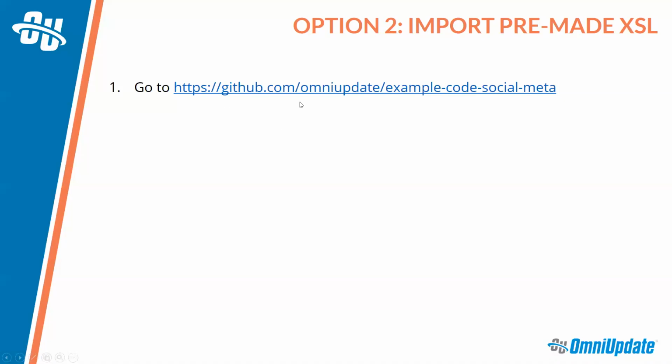So the first is you're going to go to our example code. You can just go into GitHub, look up our Omni update, and then you'll find it in the example code. If we go there, you're going to get a README on how to do it too. So all the directions are there, but here's my directions anyways. You're going to basically just upload one XSL file. You're going to put it into your shared or your import folder.